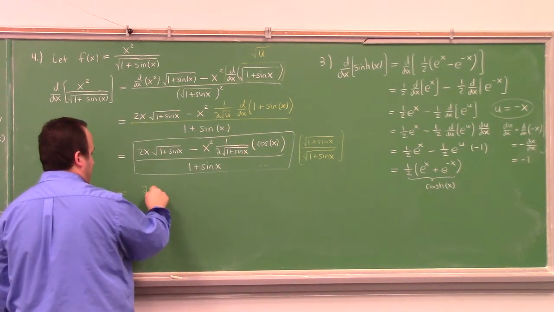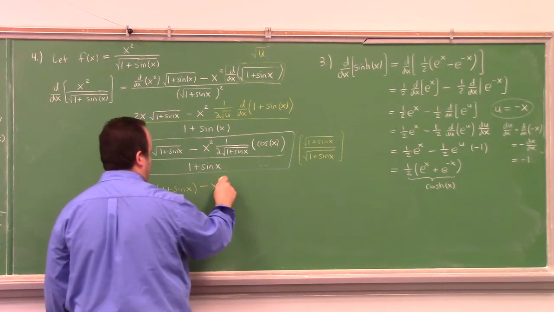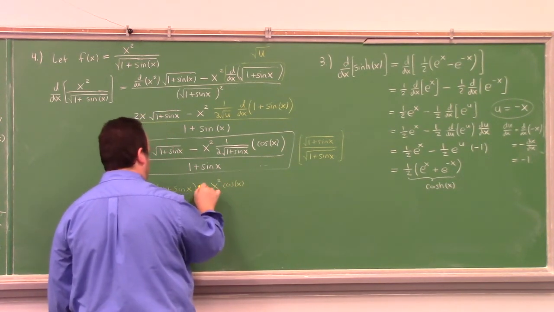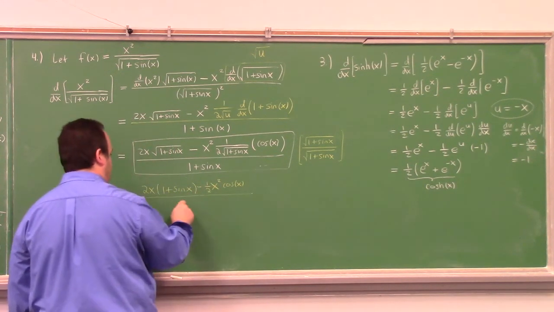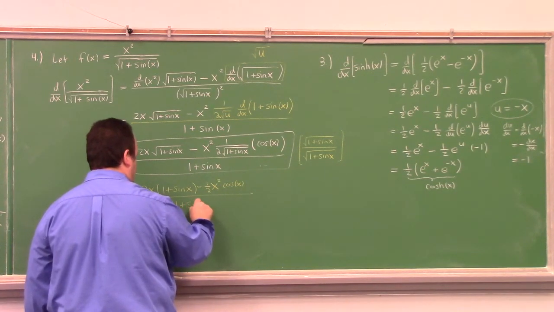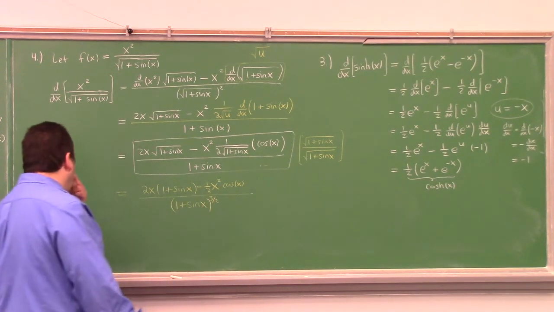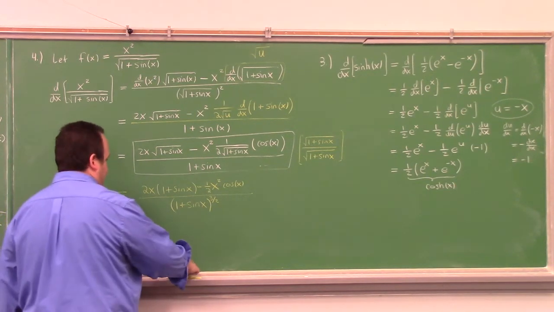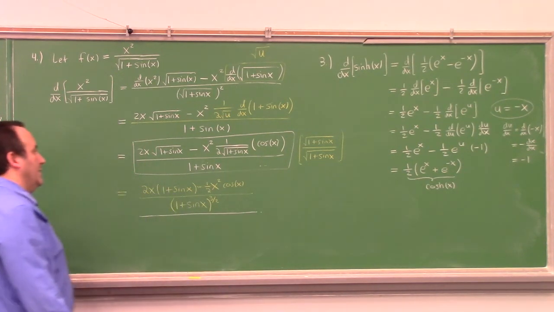It would give me 2x times 1 plus sine x minus x squared cosine x. There's a half here. All divided by 1 plus sine x to the 3/2 power. So if I was to simplify it, that's what I would do. All right.